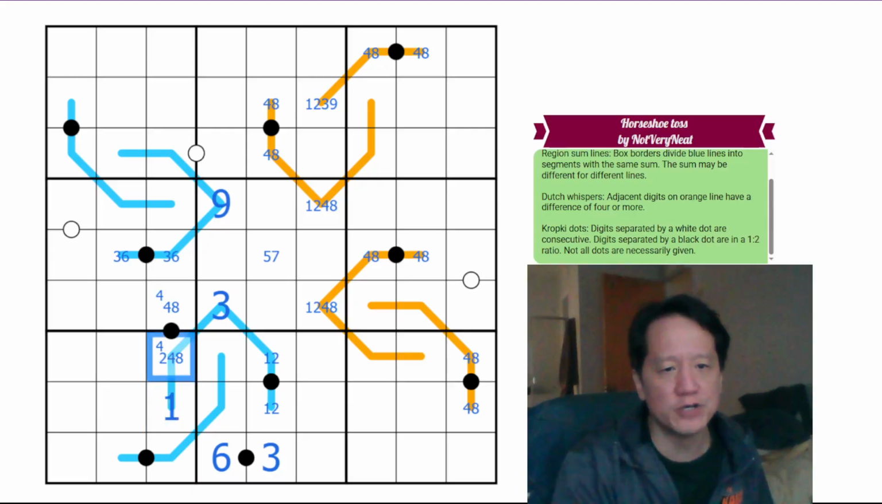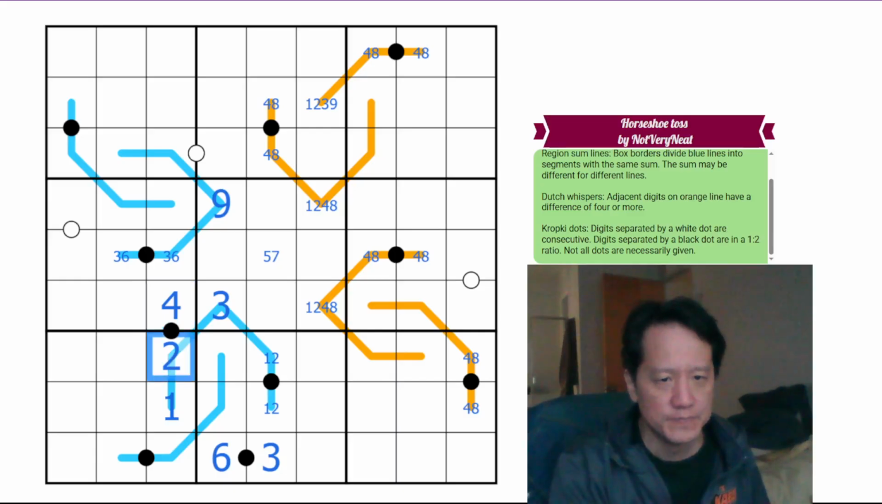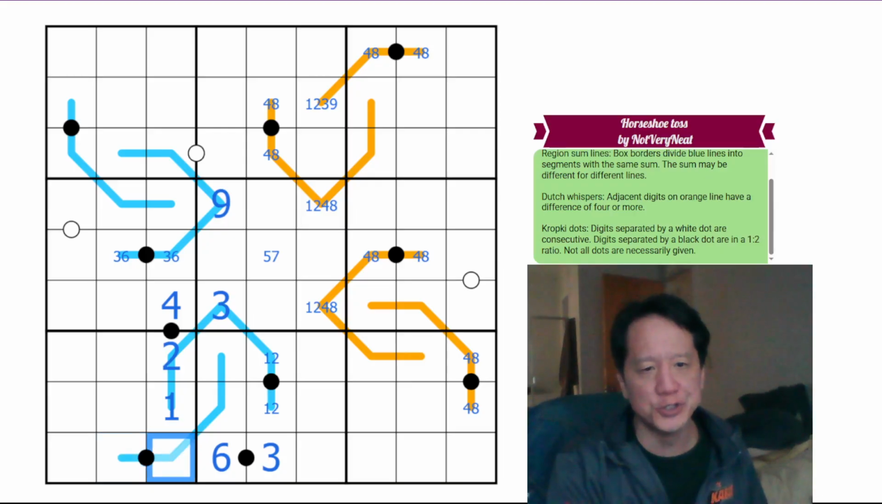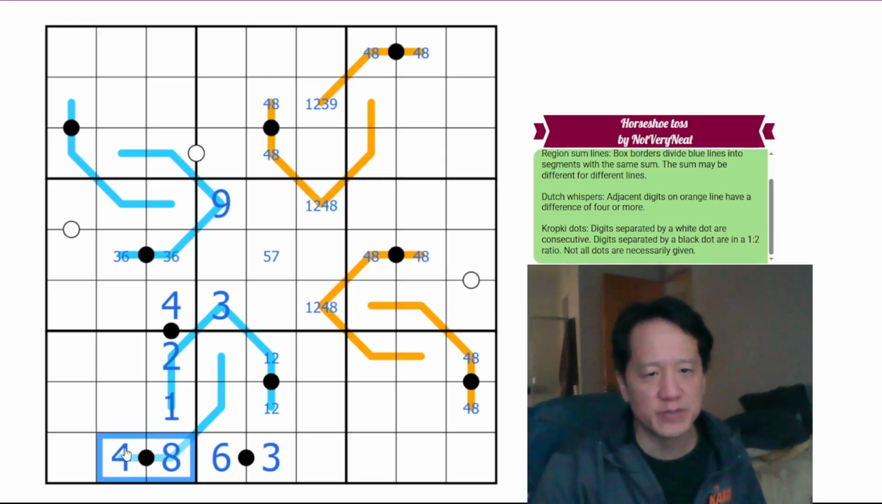That leaves this as 1 and 2, adding up to 3. 2 is in a 1 to 2 ratio with 4 here. And this is a 1 to 2 ratio. It cannot be 1, 2, 3, or 6, so it's 4 and 8, which makes this 8 and that 4. This must add up to 12 here to add up to the same sum as this.